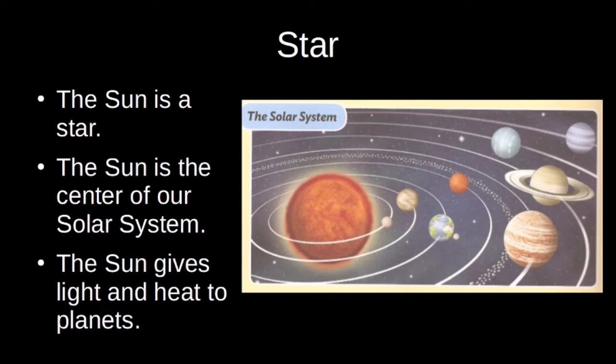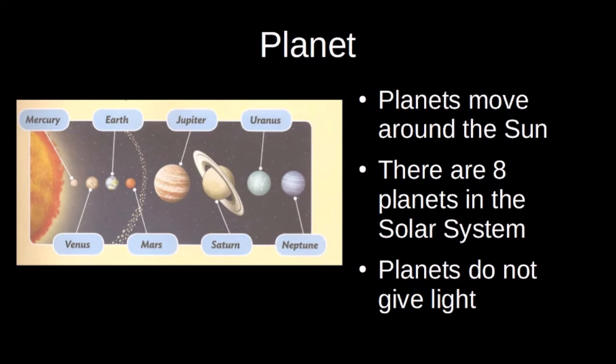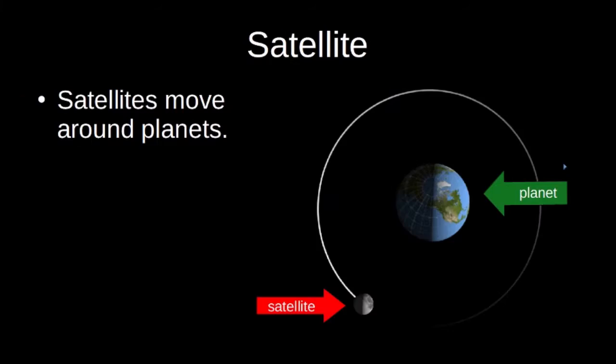Now, very importantly, is the star. So the sun is a star and it's the center of our solar system. And why it's so important is it gives light and heat to the planets. Now we have 8 planets in our solar system, and they do move or revolve around the sun, and planets do not give light. So the sun, which is a star, gives off light and heat. Planets do not give off that light.